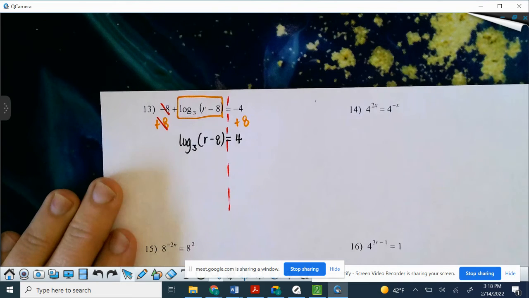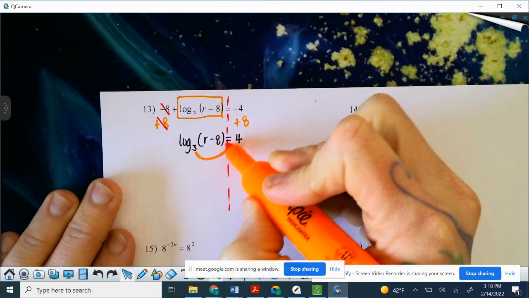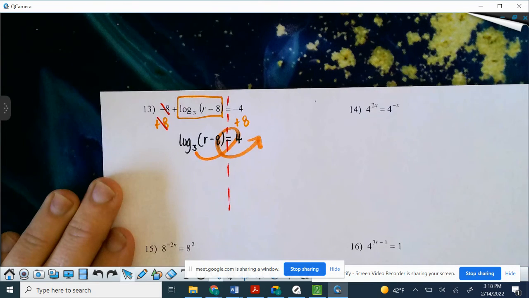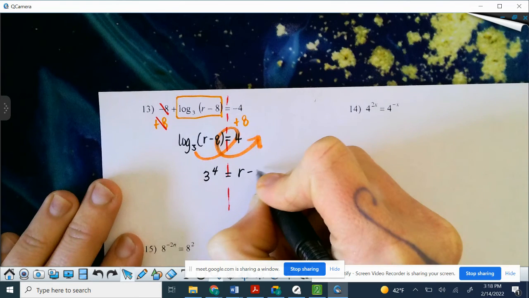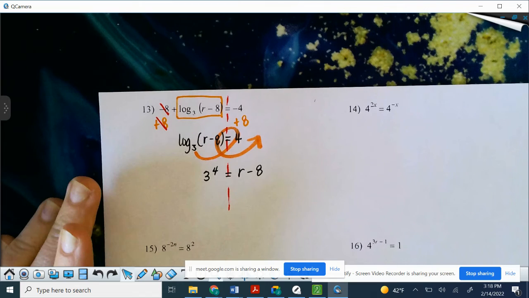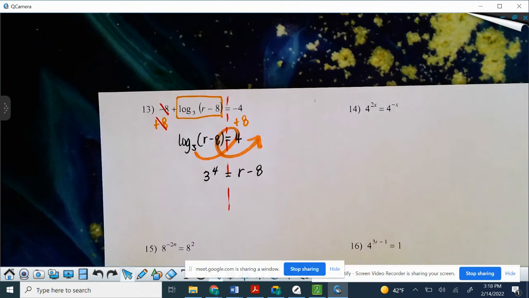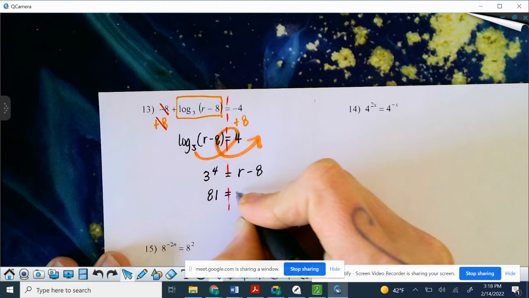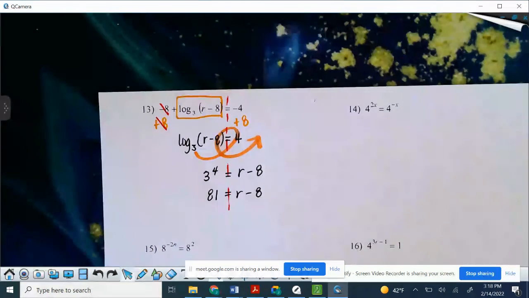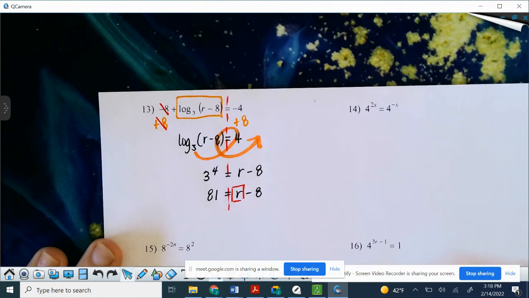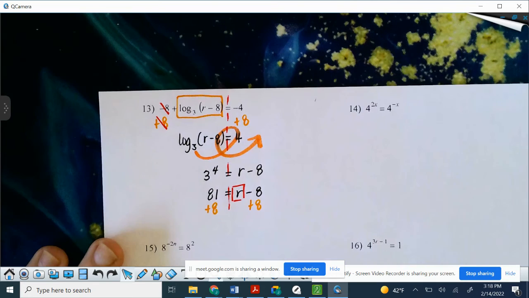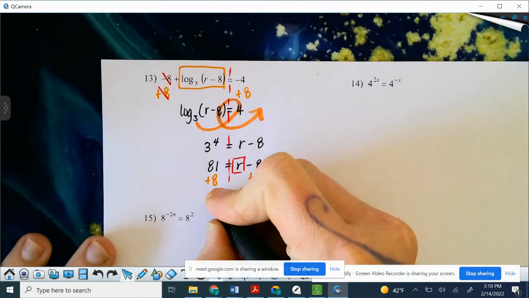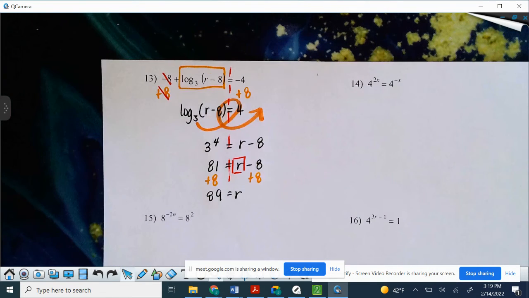to exponential form. So take our base, raise to an exponent, come out with our output. In this case, our output just looks a little messier. So 3 to the 4th power equals r minus 8. So 3 to the 4th power is 3 times 3 times 3 times 3, which is going to give me 81. Again, super basic equation at this point. Get r by itself. We're going to add 8 to each side. Just coincidental that it's 8 again, not a thing to note. And so 89 equals r would be your answer for that one.